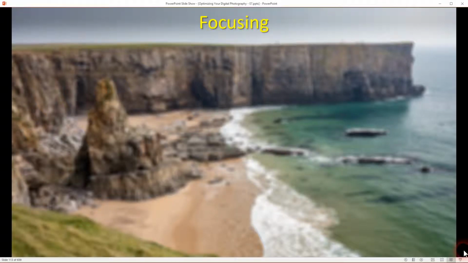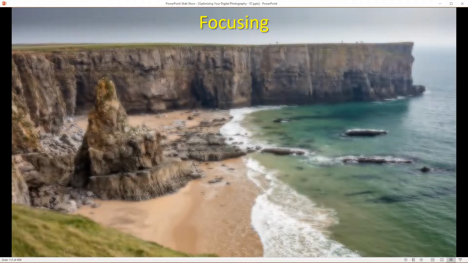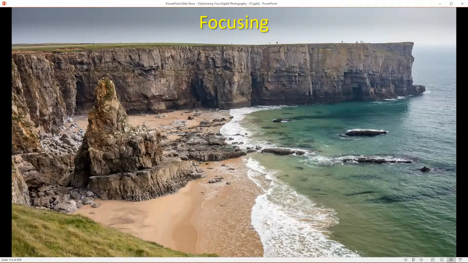Continuing on with our study of lenses, I'm now going to build on what we've already learned by focusing on focusing. Now this image here obviously looks unsharp, it's blurred, and this is caused by the fact that the lens wasn't correctly focused when it was taken. When we go to a correctly focused image, everything becomes nice and sharp. So this is what we're talking about when we're talking about focusing.